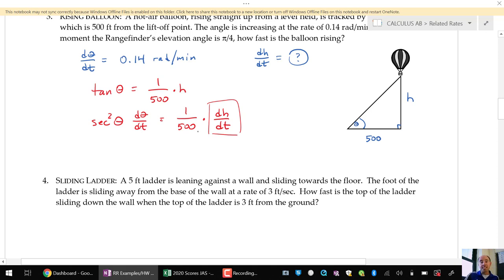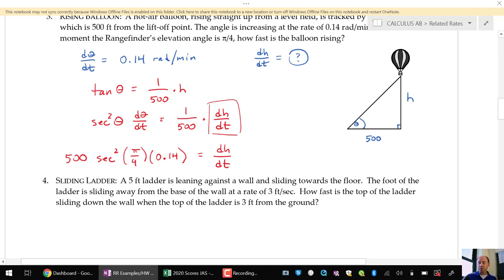Let's multiply both sides by 500. So we'll have 500 times secant squared of theta, but we're going to plug in our theta value, which will be fixed at pi over 4. It'll be frozen or paused at pi over 4. D theta dt is given as 0.14, and all of that is equal to dh dt, which is the exact rate that we're trying to find.